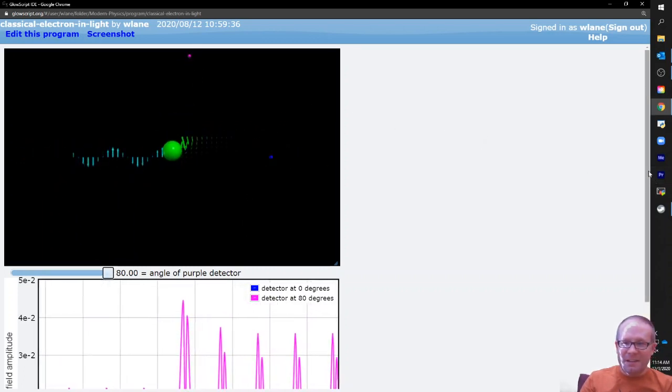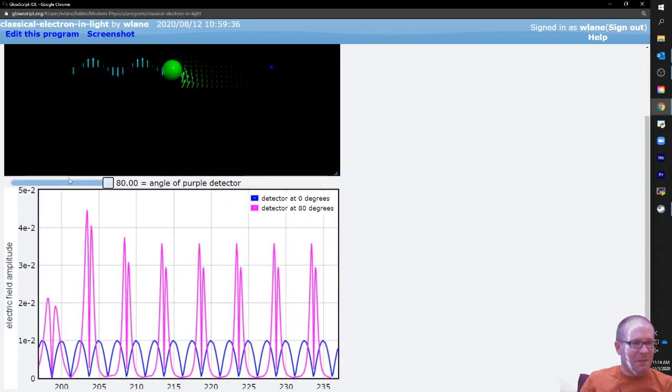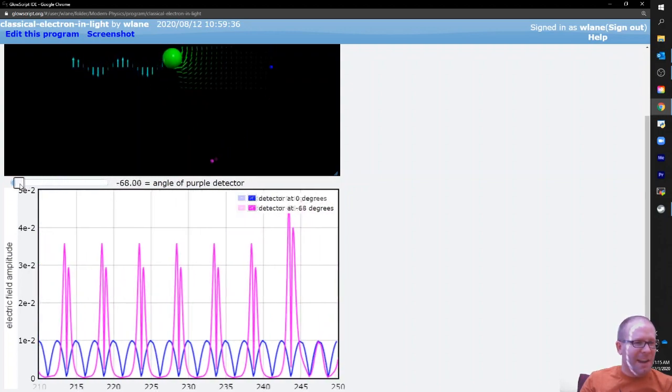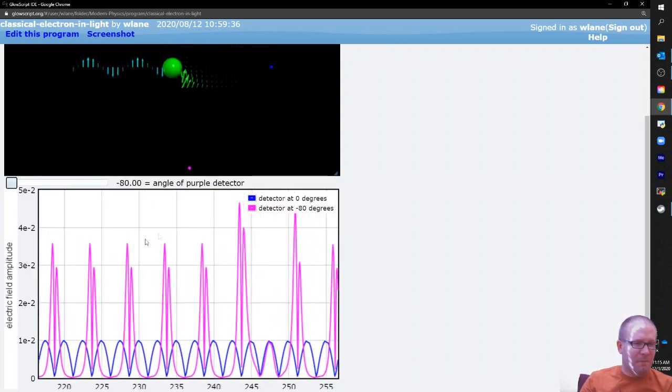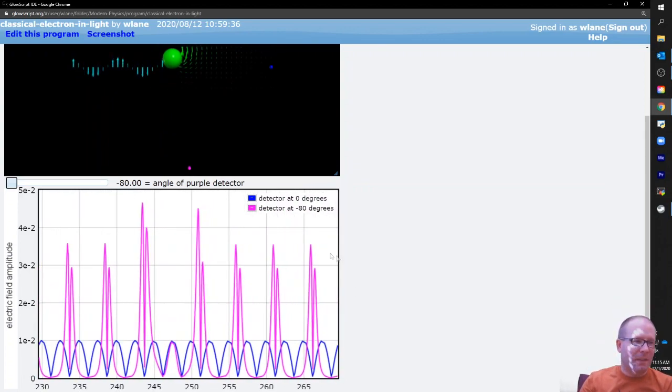So I'm at 80 degrees, almost perpendicular to it. I get something, again, very different for the purple. I can even move it back down the other way. It should be symmetric. If I go from positive 80 to negative 80, it should be the same pattern because there's not really anything special about that direction.